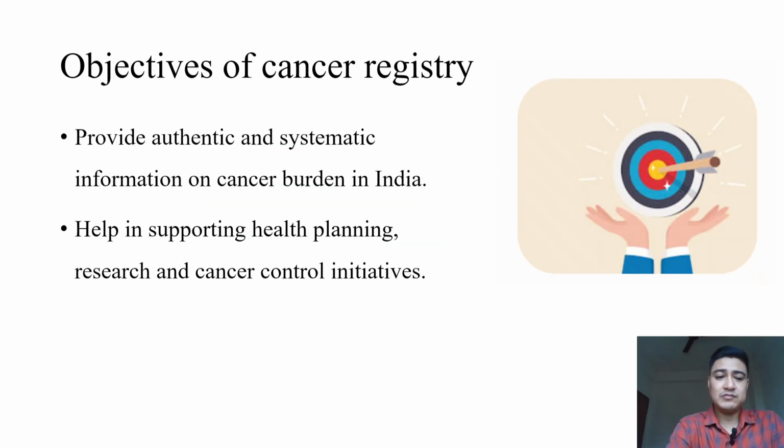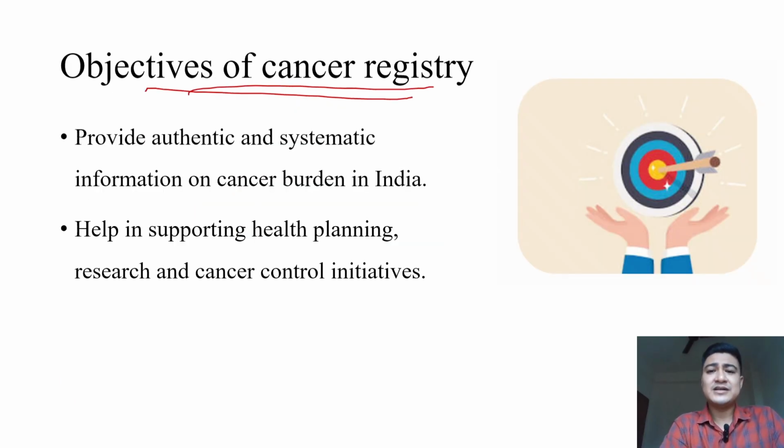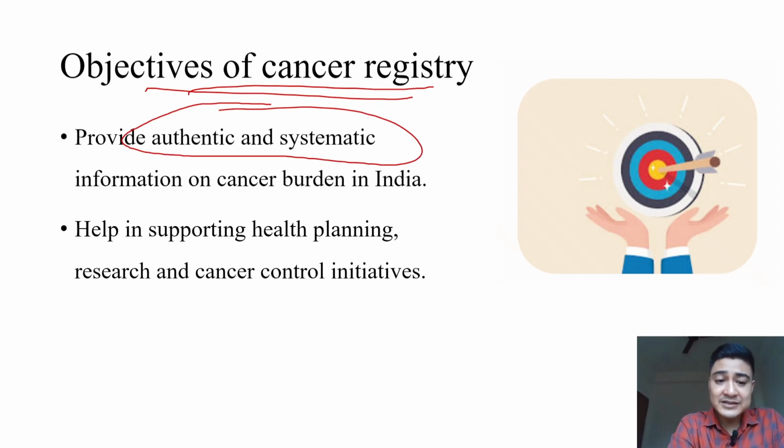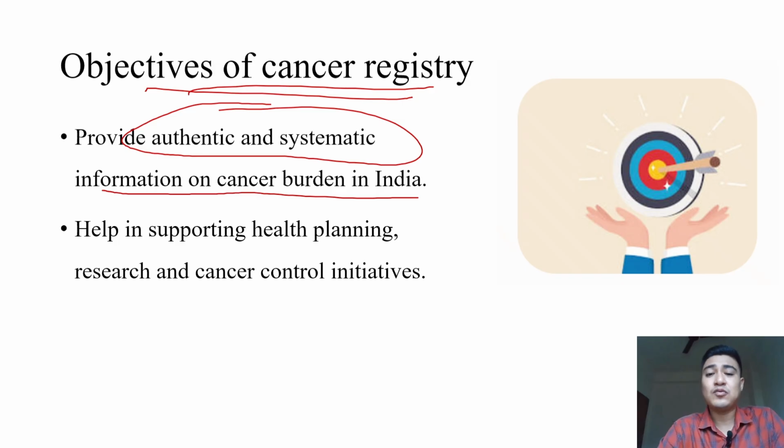Coming to the objective now. Since I have mentioned that this data is reliable, it provides authentic and systematic information on cancer burden in India. We generally tend to say that northeastern India has a high prevalence of throat cancer. How and what is the main reason behind it? All these things we would get after analysis and interpretation of the data from northeastern India. Similarly, when we say that cancer of the lip and oral cavity is most prevalent in the northern part of India, why is it so? What is the reason?